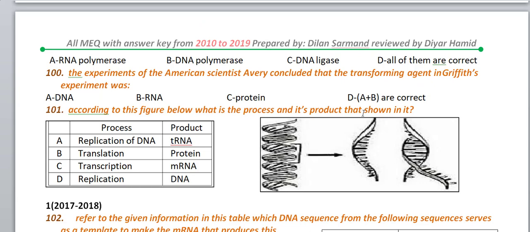According to the speaker below, what is the process and its product that is shown in it? Replication of DNA, product tRNA. This is DNA, but the product isn't tRNA, because the product of the replication is DNA, not tRNA. Translation? This is not translation. Transcription.